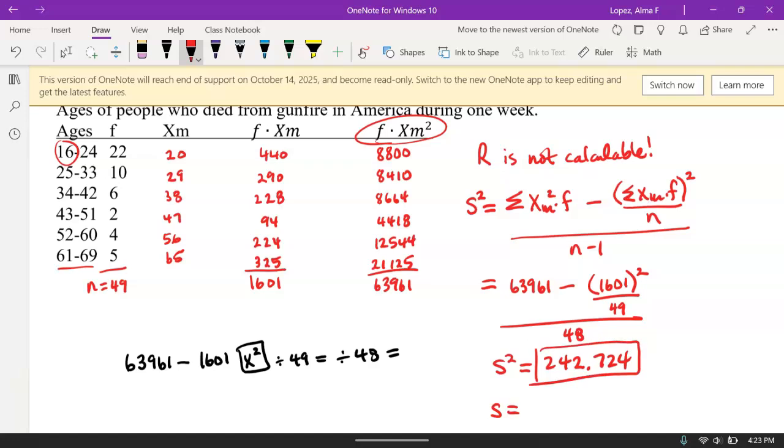Now, if I want the standard deviation, I want all of the decimal that was in my calculator, and I take the square root of that, which would give me a standard deviation of 15.580. On exams, I will only ever ask you for variance, because if you miss that one, you're going to miss the standard deviation too.